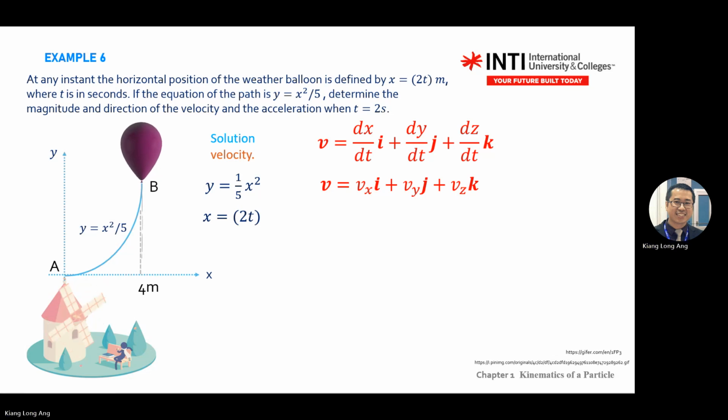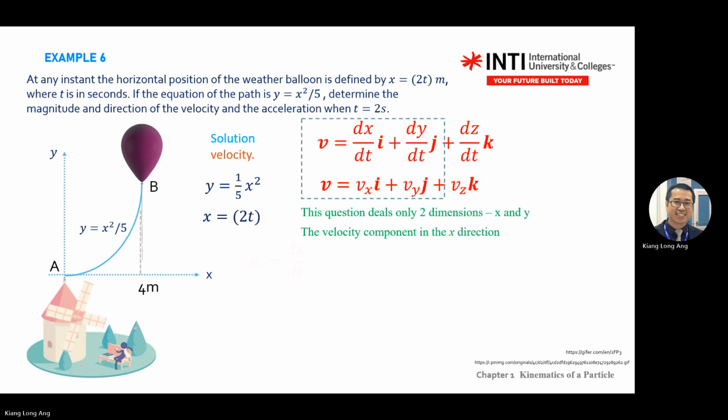dy/dt. You have the y equation. How to do dy/dt? Okay, 8 over 5. So basically you are doing differentiation of y, which is 1/5 x squared. But here, because there is no t, you replace the x equation over there. So x is equal to 2t.